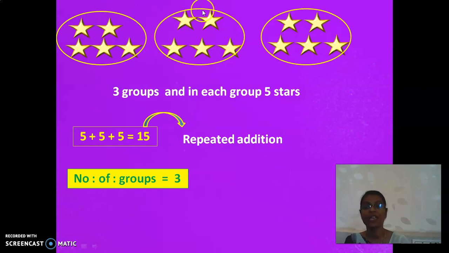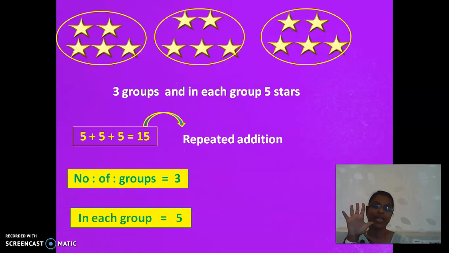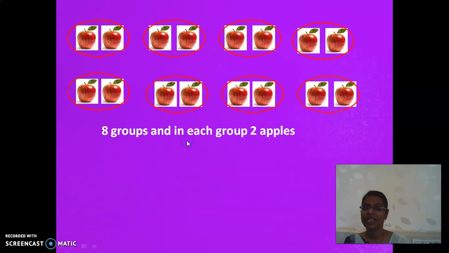So here how many groups are there? 3 groups are there. In each group how many stars are there? Here I have given the star, so we can use any object. In each group they are stars and we have 5 stars in each group. Is it right or no? So 3 groups are there and in each group I have 5 stars, and the total I have got is 15. Is it clear? So now see the second one.